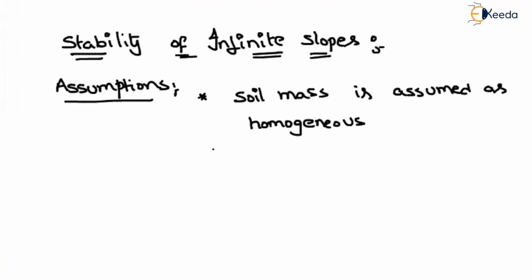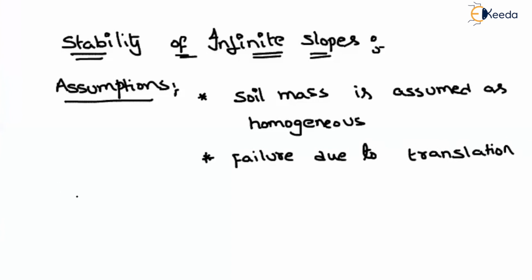And in the next assumption, we will assume that the failure will be due to translation and sliding of the surface which is parallel to the slope.